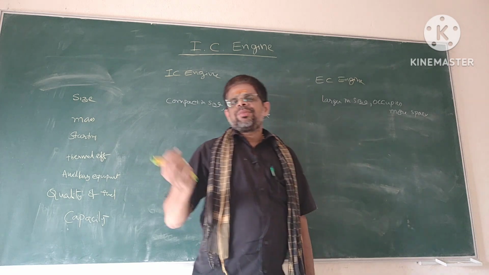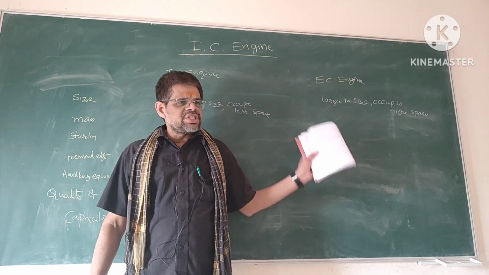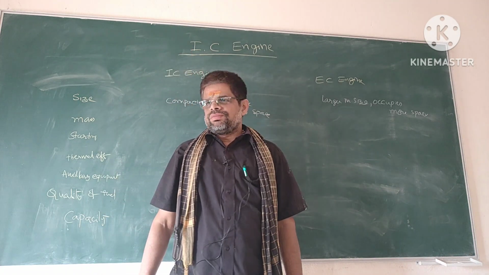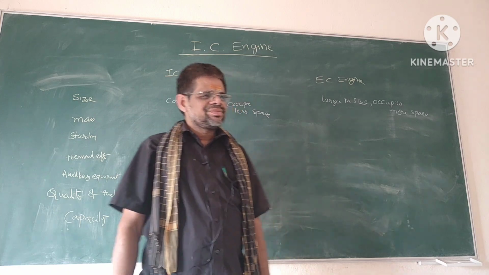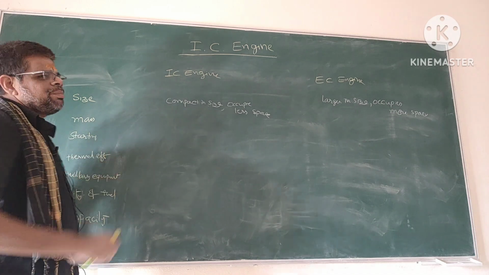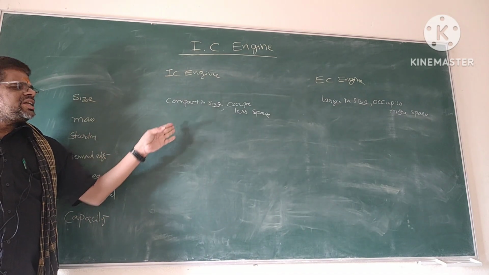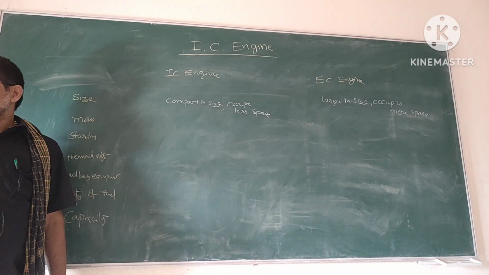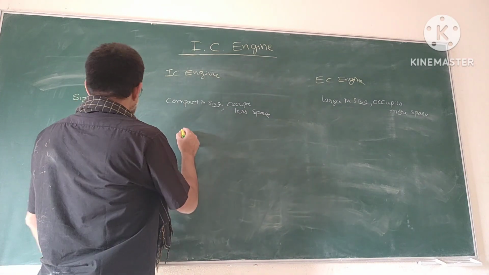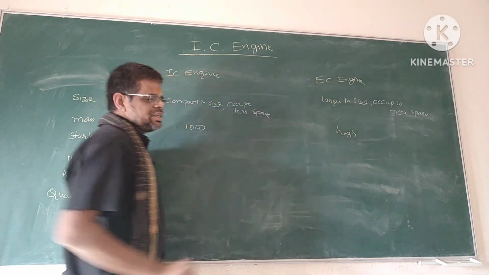If you take a TVS XL motorcycle, its engine is very small. But if you take a steam engine, a railway locomotive, it will be as big as our classroom. Is it right or not? So that is the difference in size. Coming to the mass, it also depends upon the size. As the IC engine is smaller in size, the mass is also low, and it is high in the EC engine since it is larger in size.